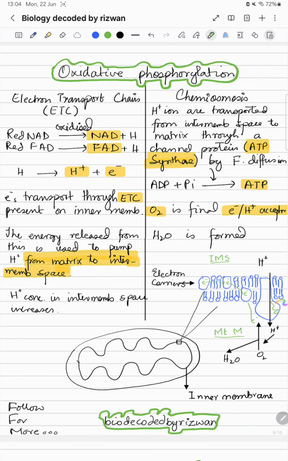In this process, an ATP synthase enzyme, which is also embedded in the channel protein, takes part in a reaction in which it combines ADP with inorganic phosphate to form ATP. This is how reduced NADs and reduced FADs, which are carriers of hydrogen, with the help of these hydrogen produces ATP. After that, oxygen here acts as the final electron and proton acceptor, and when it accepts proton and electron, which means hydrogen, it forms water, which is the final product.